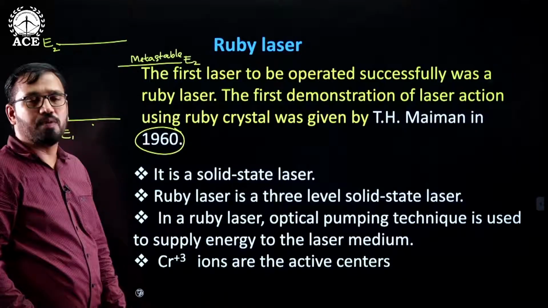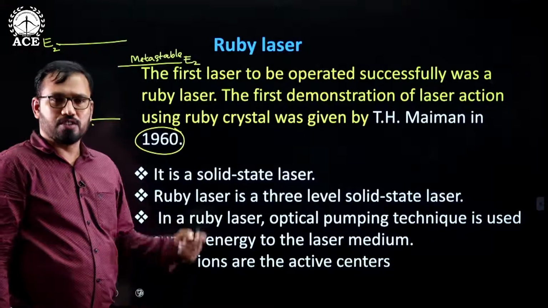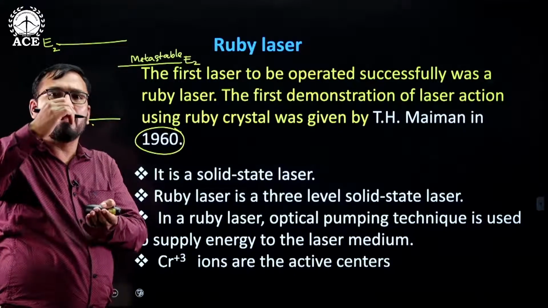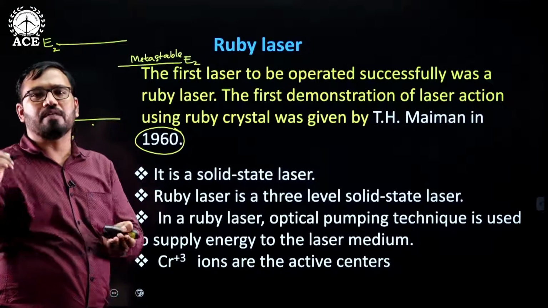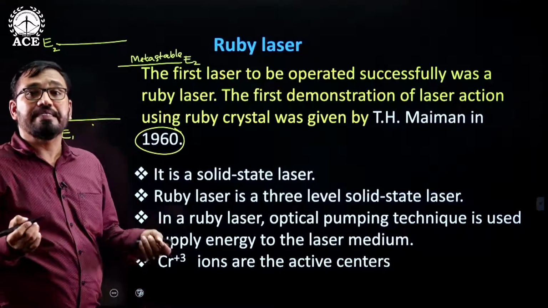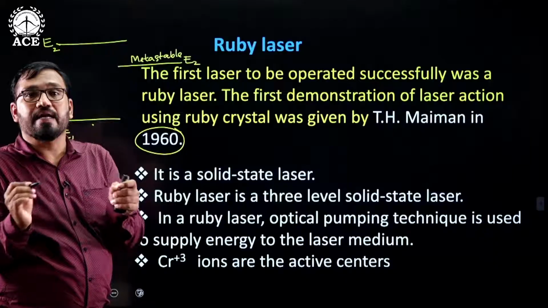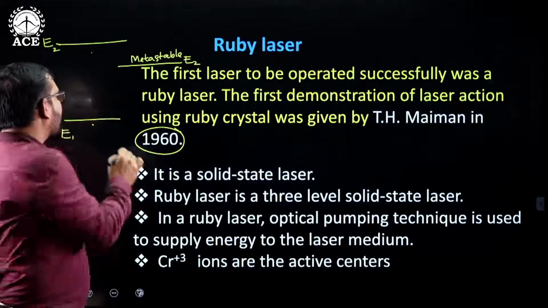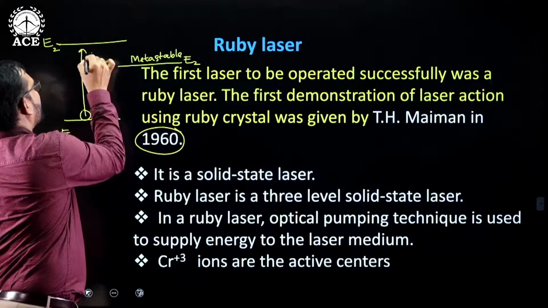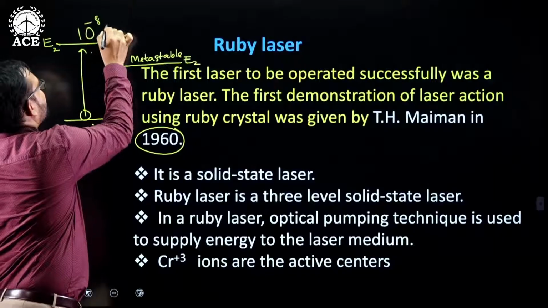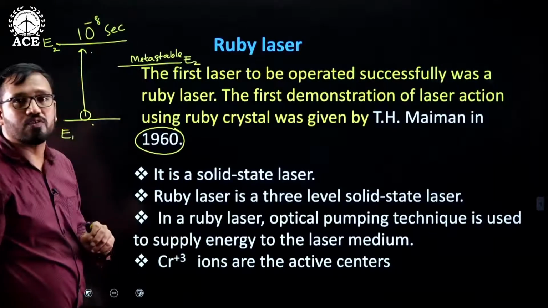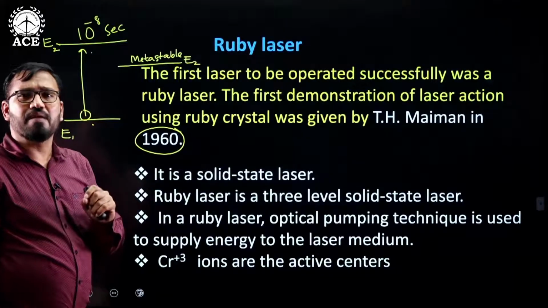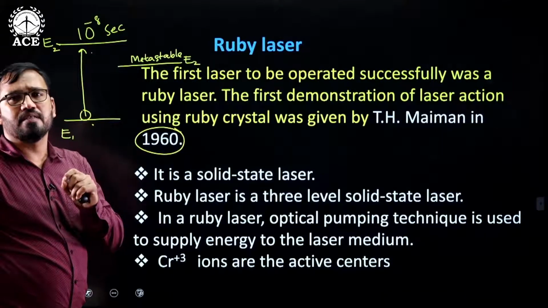How many levels will a ruby laser have? 3 levels only. In between the lower level, the ground state, and the higher energy level, there is one more level, called the metastable state. The name itself says it is somewhat stable compared to the excited state. Atoms excited to the higher energy level stay there only 10 to the power of minus 8 seconds, a very short time. So the lifetime in the excited level is very small, and they come down.